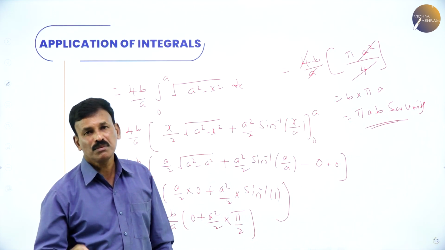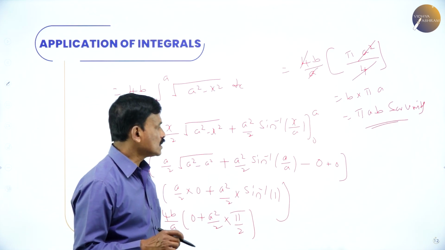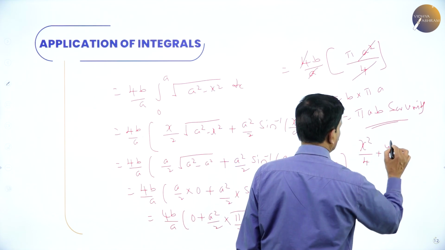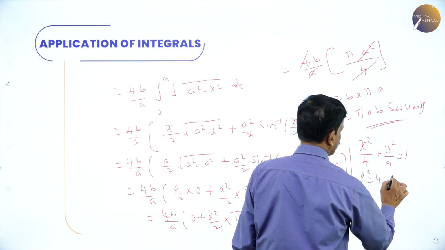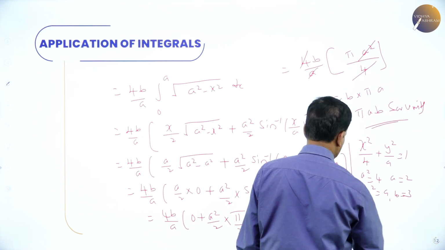Very important. So you may expect either circle or ellipse for 5 marks. Very important sure question. Suppose if it is like this, hence find the area of an ellipse x square by 4 plus y square by 9 is equal to 1, it means here a square is equal to 4, a is equal to 2, b square is equal to 9, b is equal to 3.